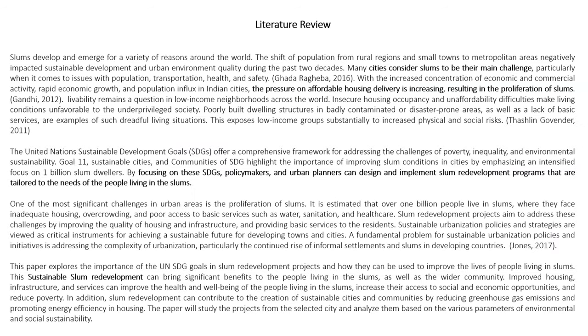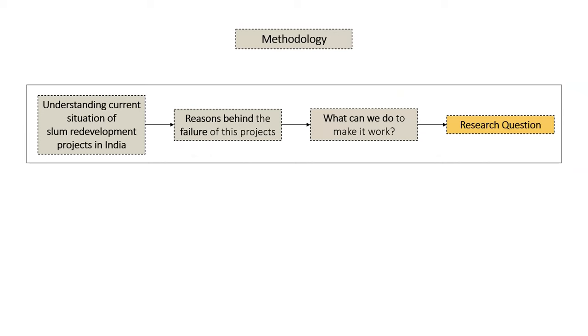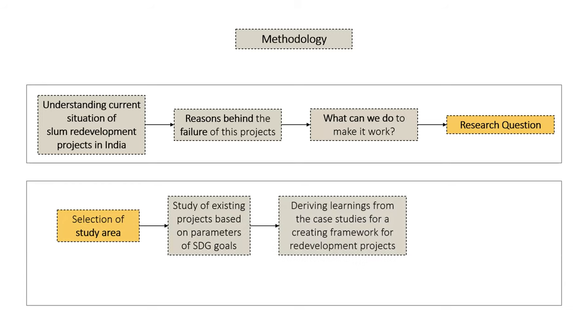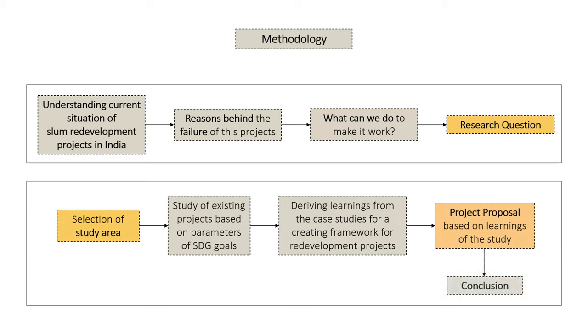For this, a literature review was done. Under methodology, after the research question, the site study area was selected to understand the needs and requirements of the people and what they are currently getting through rehabilitation projects. Two projects with different approaches were studied through parameters of social and environmental aspects. After that, learnings were derived from these projects for creating a framework for redevelopment projects. Based on these learnings, a project proposal is put forward for a slum located in the study area. The intent of this analysis is to understand the feasibility of the currently ongoing redevelopment projects in Ahmednagar and the positives and negatives of the projects based on the two different types of projects.